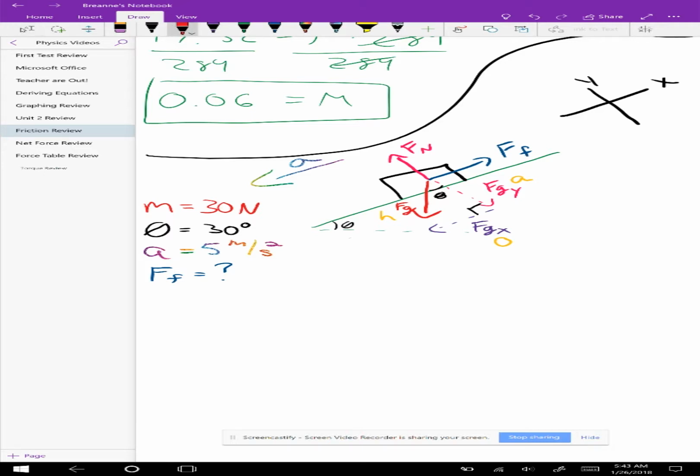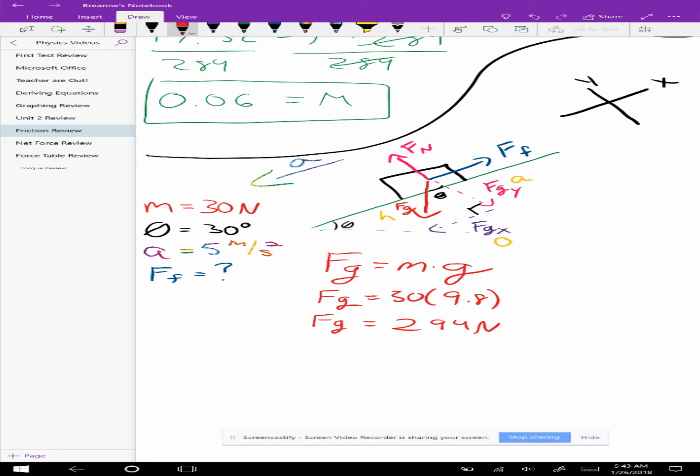But let's just start solving out. So we can figure out our force of gravity. Force of gravity is just our mass times our acceleration due to gravity. Our mass is 30. Acceleration is 9.8. So that just gives us 294 newtons. So that is our force of gravity.